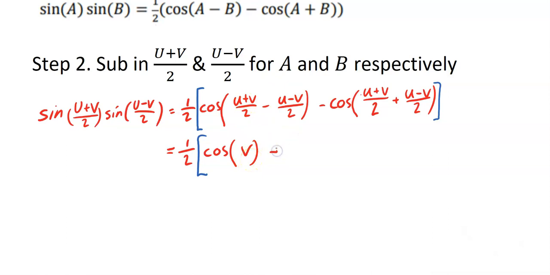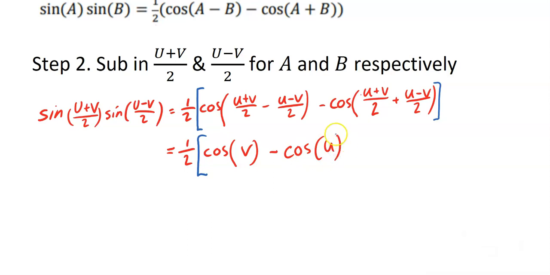And then here we get minus cos, and then u plus v plus u minus v. So u plus u would be 2u. Let's keep that in our head for a second. And v minus v, the v's are going to cancel out. So I'm going to end up with 2u over 2, which is just going to be u. Cos u.